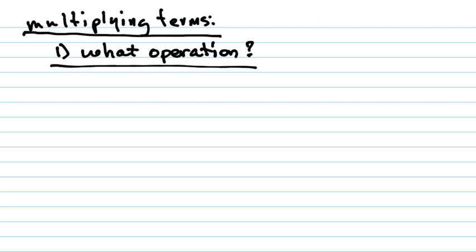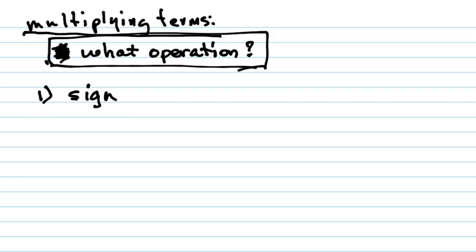Now, when you're multiplying terms, I'm not even going to give that a step. I'm just going to say what operation, because that's just something you must do every time. Well, what is the first part of every term? The sign. So that's what you need to deal with first. Okay? So we're going to talk about the rules for multiplying and dividing with signs. And luckily for us, the rules for multiplication and division with signs are the same rule.